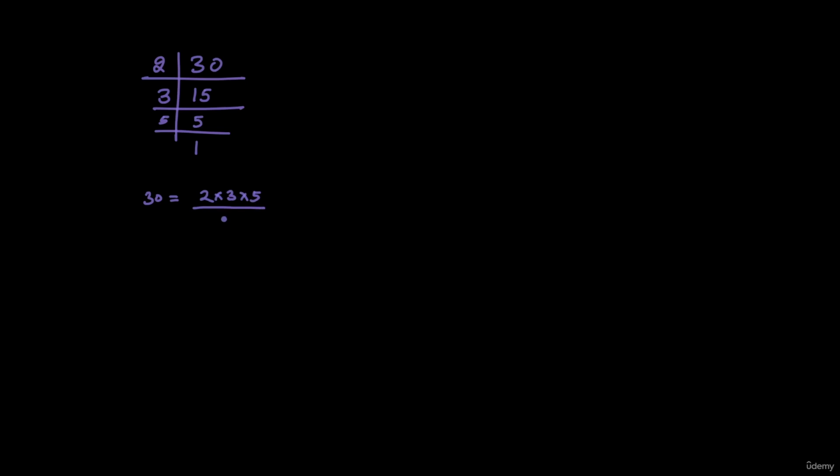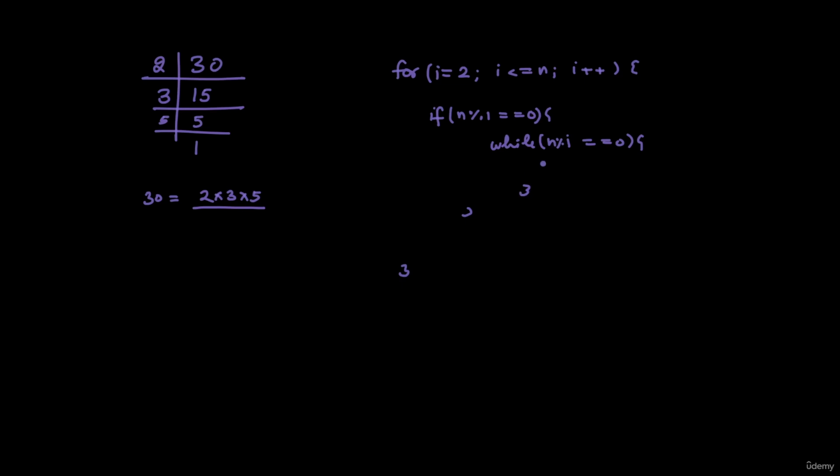Okay, so the way we are doing it is, we are iterating over all the numbers. So we are saying for i equals 2, i less than or equal to n, i plus plus, and I check. Okay, I'm discussing the brute force way. So if n is divisible by i, then while n is divisible by i, keep on dividing n with that particular i. So n equals n by i.